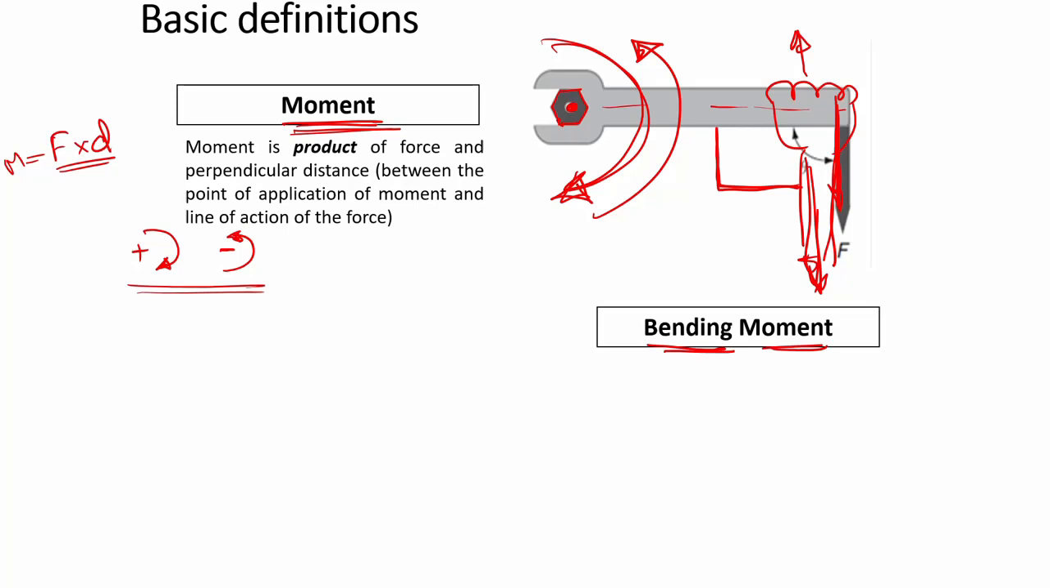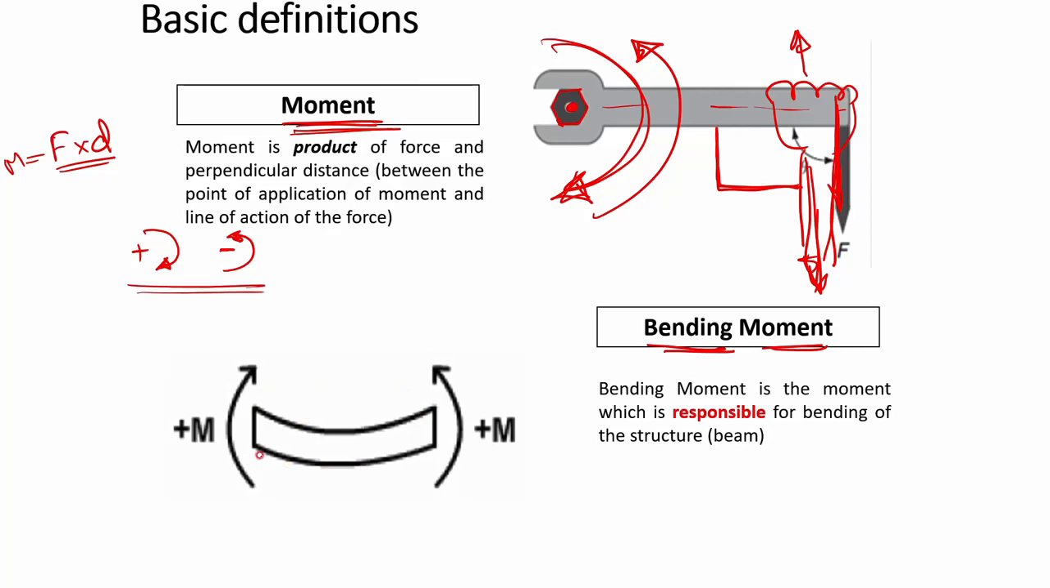Next, what is bending moment? Bending moment is nothing but a special form of moment which bends the beam. Here you can see this arm is not bending, because it is just rotating the nut. It is not bending the arm. But what does bending moment mean? Here two moments are acting which are equal in magnitude and opposite in direction, and these are bending the beam. This axis is bending. That's why bending moment is the moment which is responsible for bending of a structure or a beam. Understood? This is called bending moment.